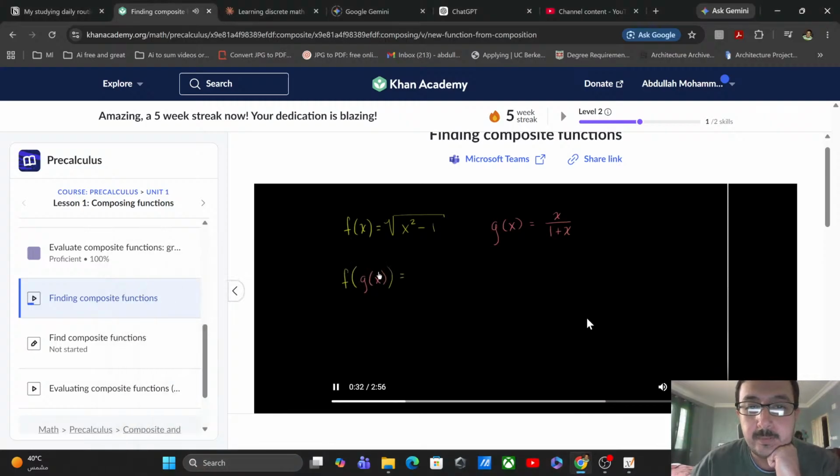So the g of x in this case is the input to f of x. Wherever we see the x in this definition, that's the input. So we're going to replace the x with g of x. f of x is also a function of x. So f of g of x is the square root of, and we could write this as x squared over 1 plus x squared, but we can just leave it like this. It's equal to the square root of this whole thing, x over 1 plus x squared minus 1.